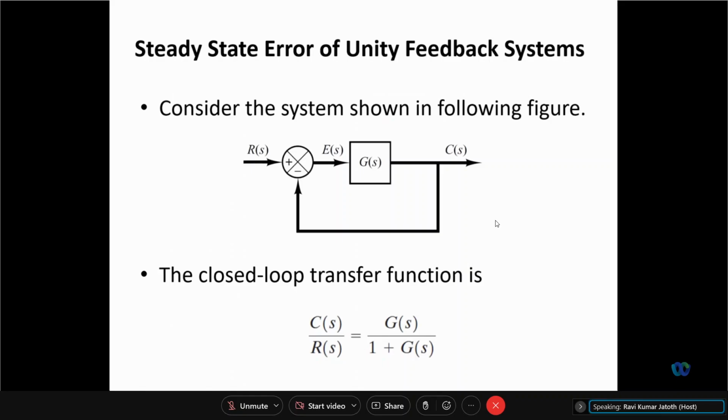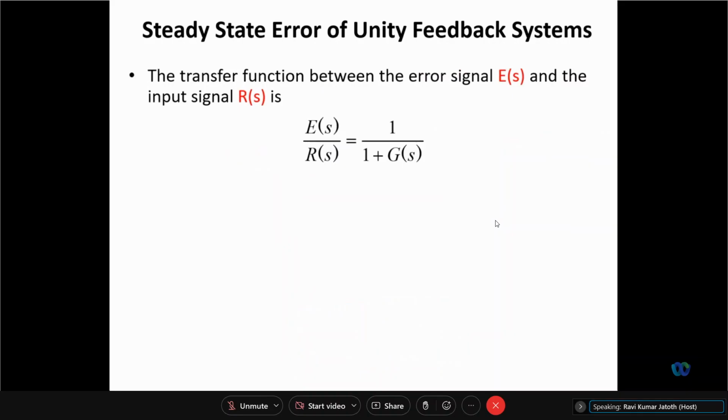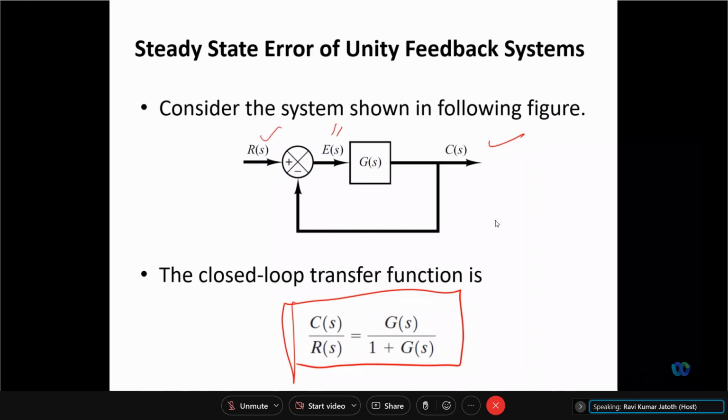Yeah. So now let us take the steady state response and derive the expression for E of S. Listen very carefully, 5 minutes only. All right. So now you have C of S, R of S and error. C of S by R of S is G of S by 1 plus G of S. So this is the closed loop transfer function. Then E of S by R of S.